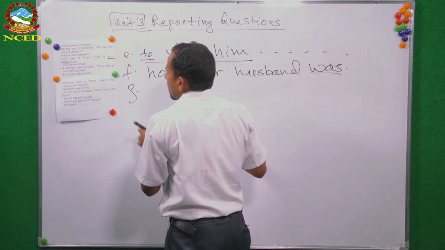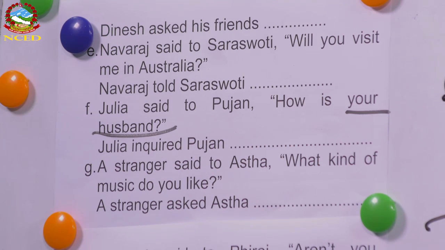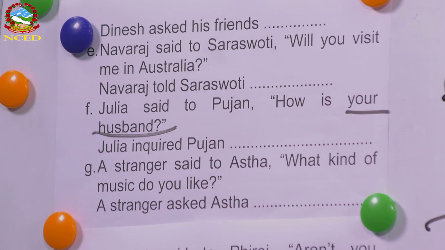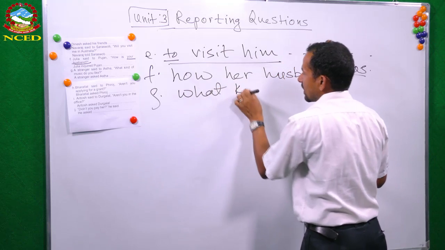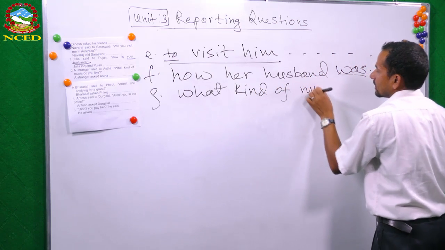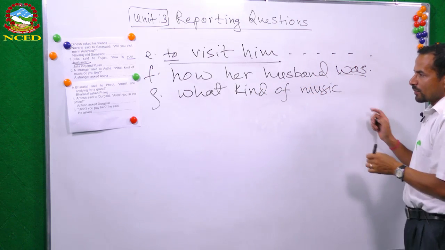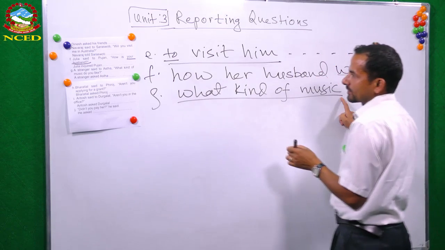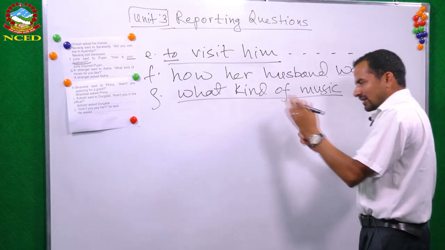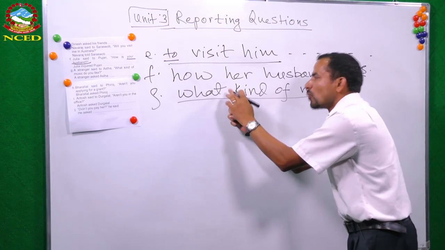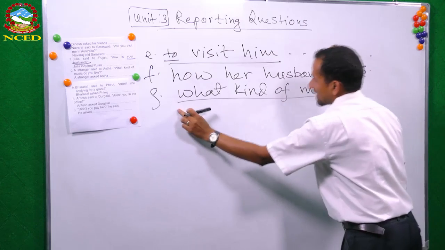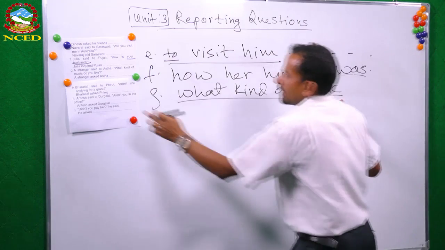Now number G, a stranger said to Astha, what kind of music do you like? A stranger asked Astha. What kind of music is the question word, not only what. Okay, what kind of music? So this is the question word, right? It's just like what, where. If you just write what, then there will be a problem arranging the sentence. The total question word is what kind of music.